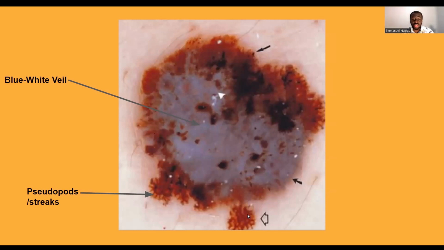You can see irregular pigmentation, irregular pigmentary patterns. You can see here it's highly pigmented. The rest is poorly pigmented. This is highly pigmented. You can see blue-white veil, irregular pattern, grossly irregular. You can see these pigmentary streaks at the periphery, suggestive of active proliferation. You can imagine the cancer spreading, outwardly, expanding.